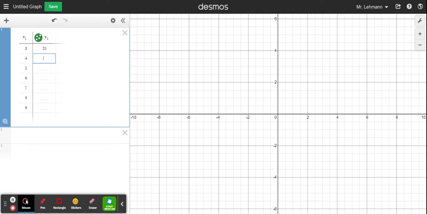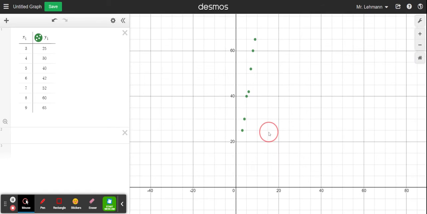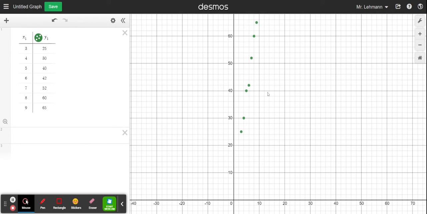The next one: 25, 30, 40, 42, 52, 60, 65. So as I've been typing this, there have been points added to this particular graph. Now, if you look at this graph right here, it looks like something. What kind of relationship does it look like to you? Linear. It probably looks linear. Now, the scale's not so great.